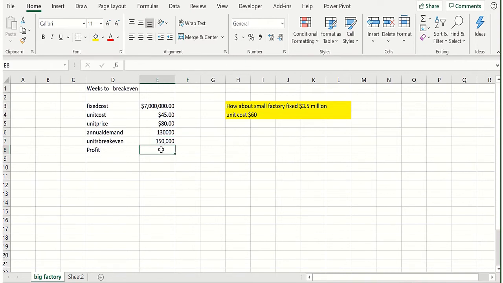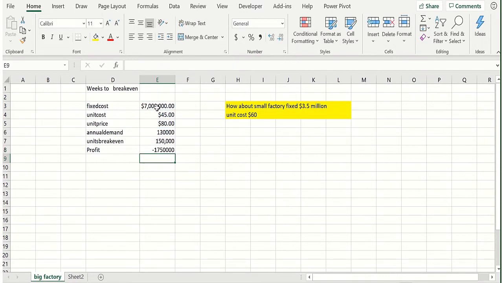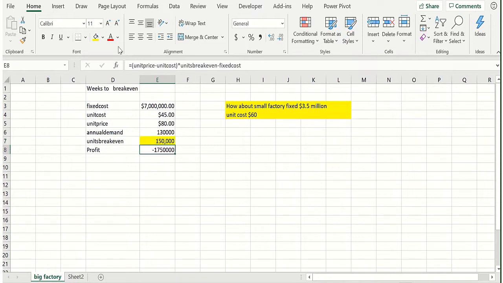So what we have to do is figure out the units to break even that would make the profit equal 0. So what's going to be the profit? It's going to be the price minus the unit cost times the units to break even. We've used range names, minus the fixed cost. Okay, so we're going to have to change the yellow so the red hits 0.